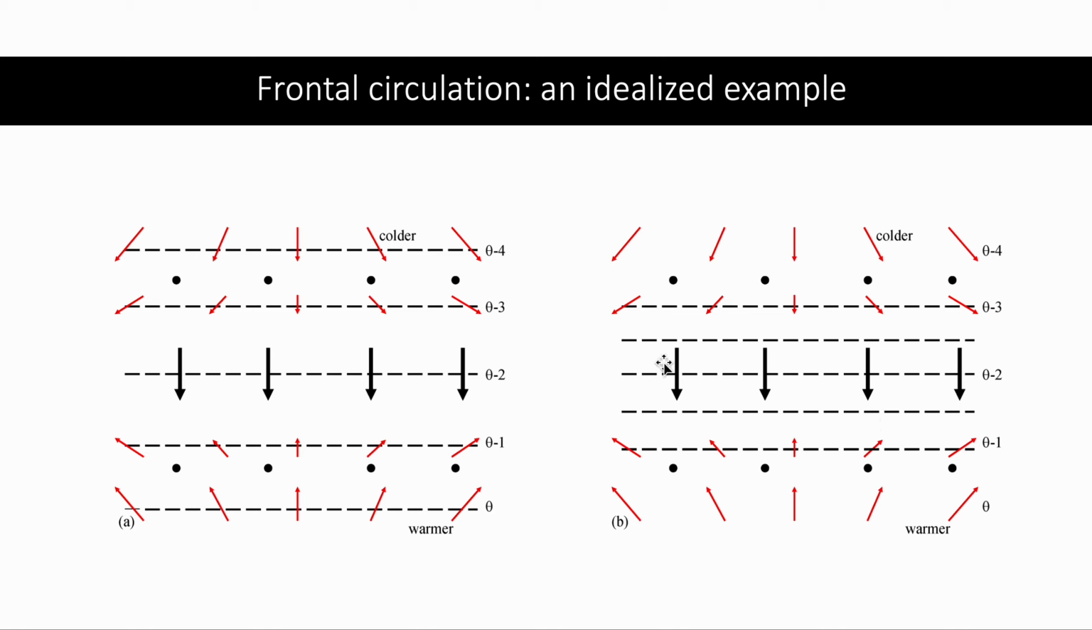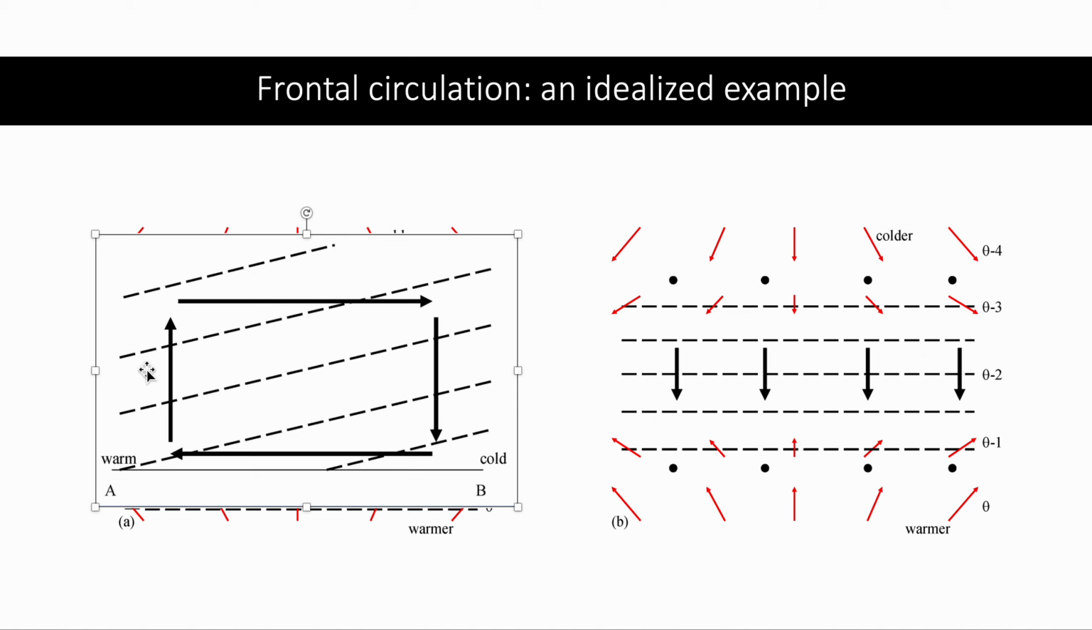And so there's convergence over here in the warmer sector and divergence over here. So that means, very similarly to when we talked about the QG part, there's going to be ascent over here and descent over here. And so this is the warm sector, this is the cold sector. So this is the warm part, this is the cold part. This is what the ageostrophic circulation is going to look like.